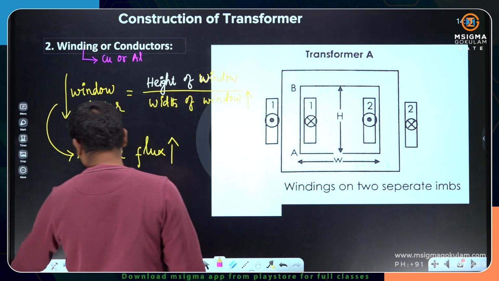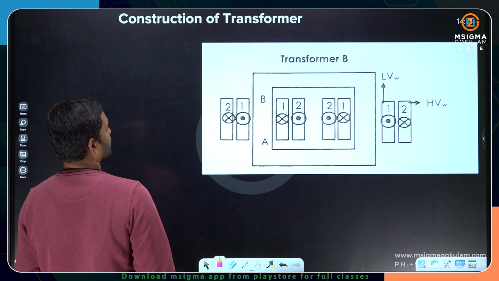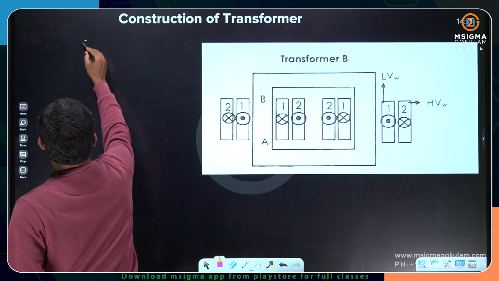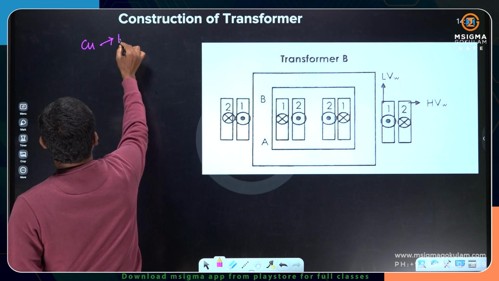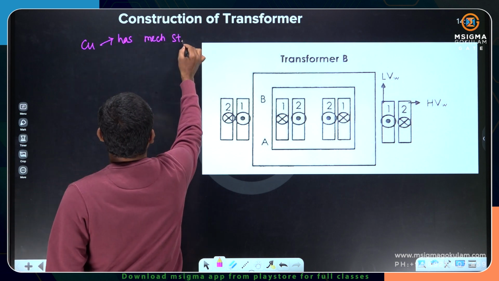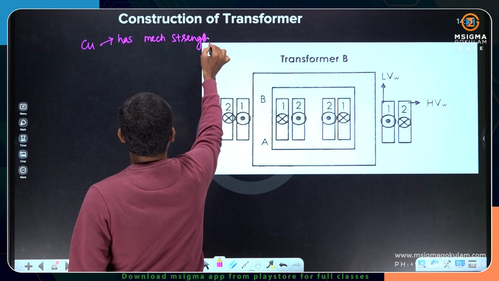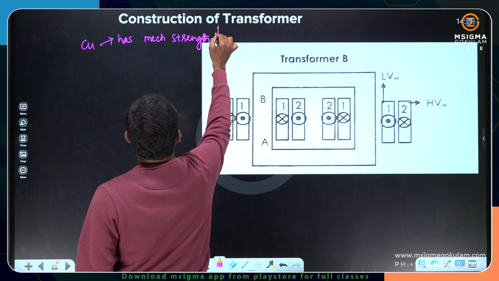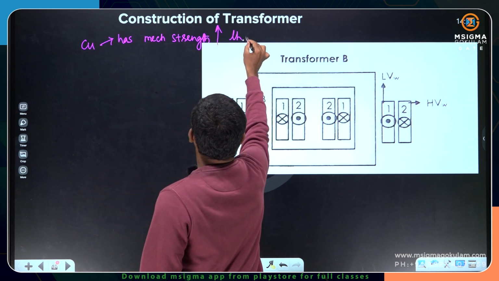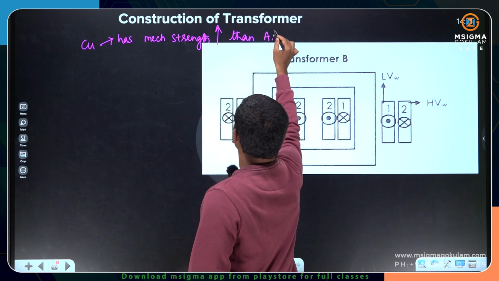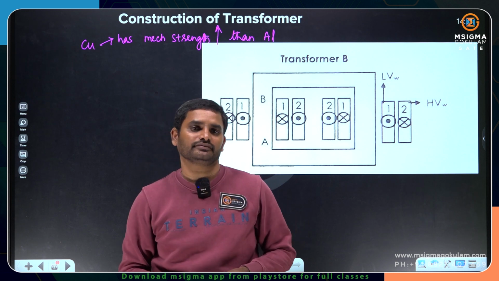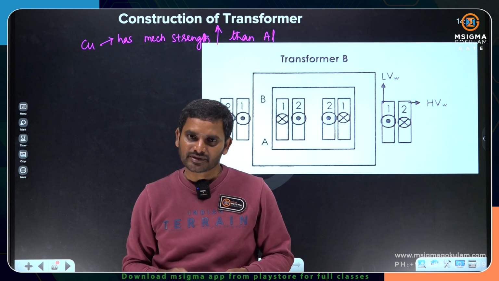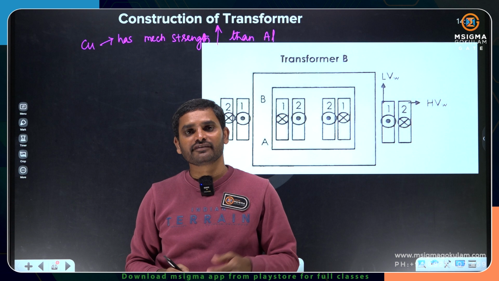Rather than aluminum material, we choose copper because copper has more mechanical strength than aluminum. This is a very important point. Copper has more mechanical strength than aluminum. If you turn the aluminum for one or two turns, it will break down. The mechanical strength of aluminum is very low. That's the reason why we don't use it.